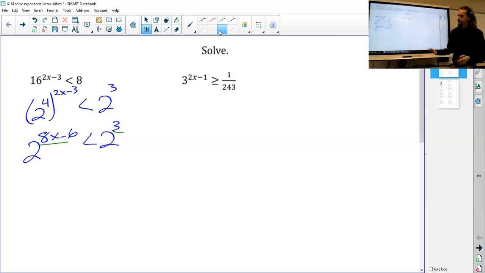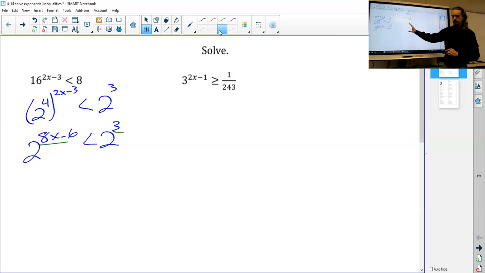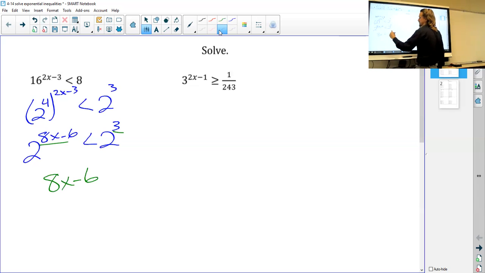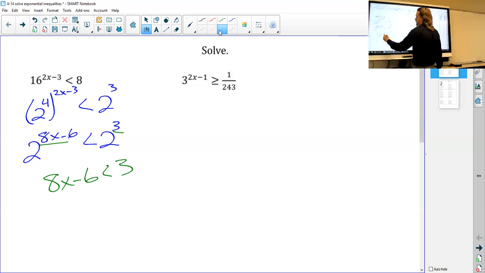And then we can say, if everything on the left-hand side needs to be less than everything on the right-hand side, then as long as the bases are the same, this inequality will carry over to just our exponents. So 8x minus 6 must be less than 3. And then we just solve the inequality. So plus 6 to both sides.